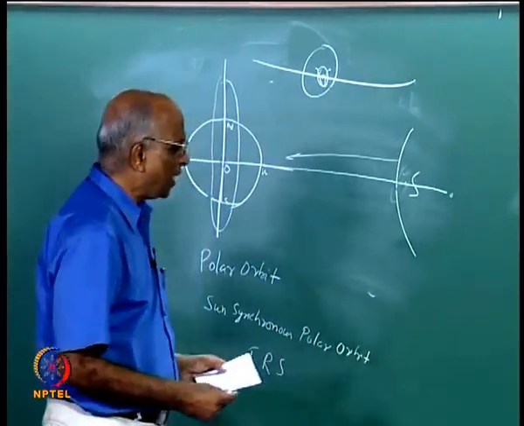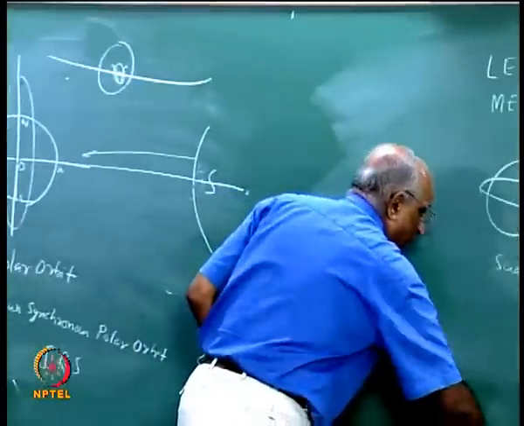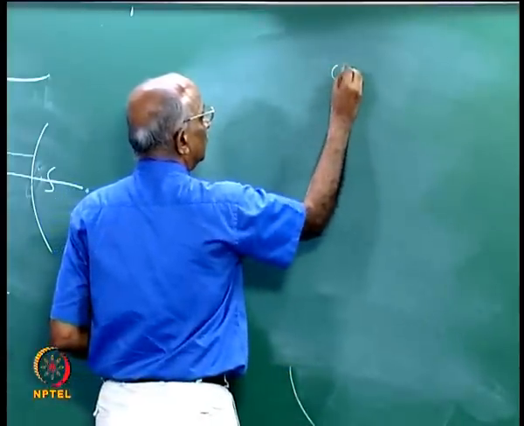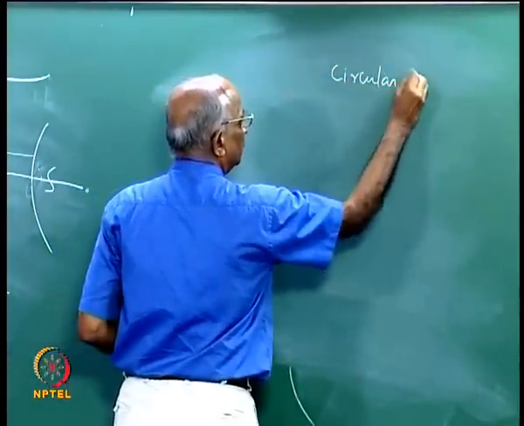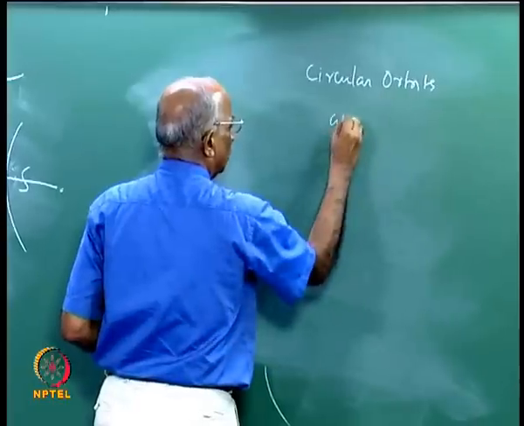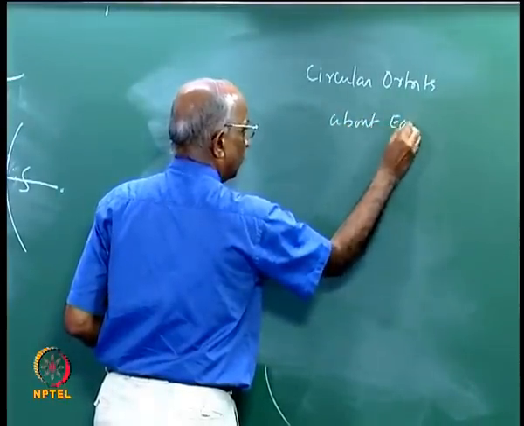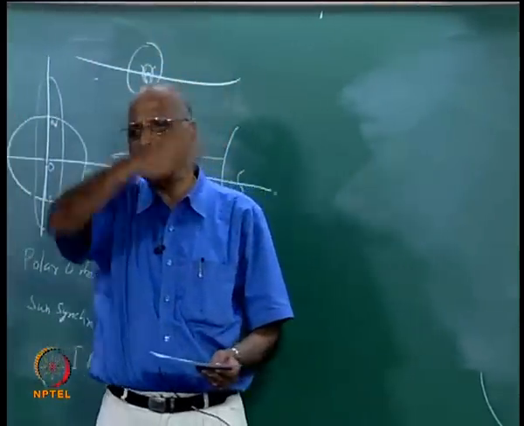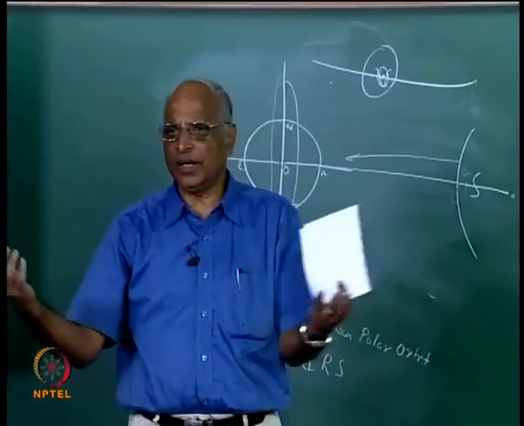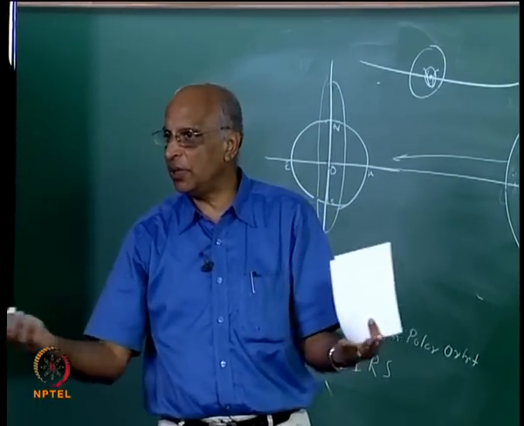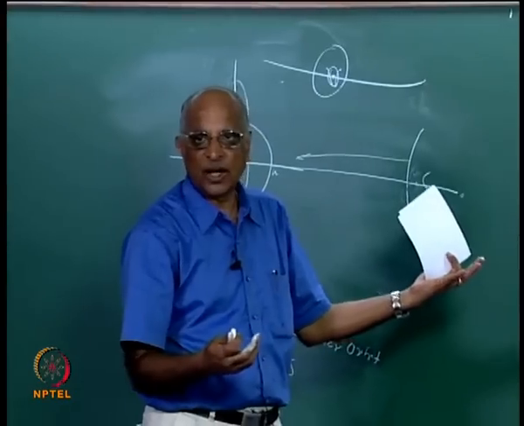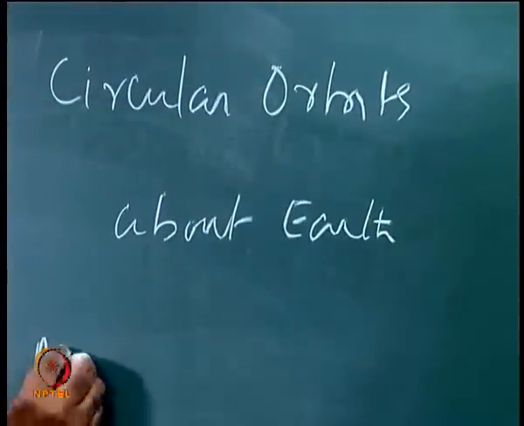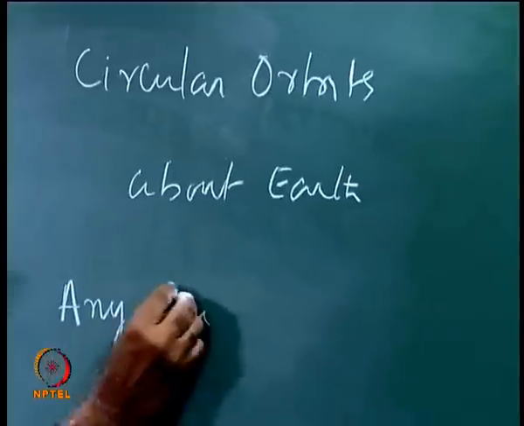Therefore, I assume we should be fairly clear at this point relating to circular orbits about the Earth, or for that matter, why should it be Earth? If I have a geostationary satellite about Jupiter, it should be the same. I take the mass of Jupiter, I take the radius of Jupiter, and I can find out at what height I must have that. Therefore, at this point let us ask ourselves, are there any other orbits other than circular orbits?